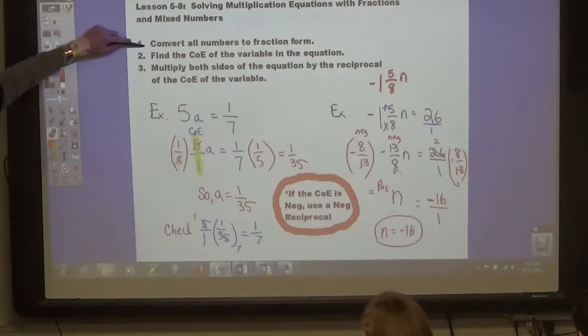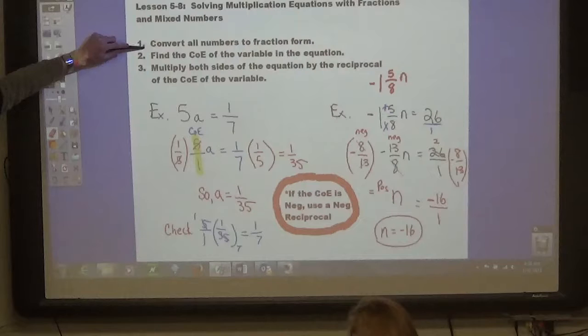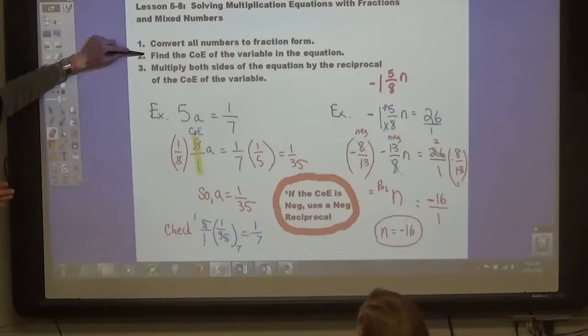First thing you need to do with fractions and equations is to convert all numbers to fraction form. So just like before, if you have a mixed number, you convert it to a top-heavy fraction. Remember how to do that? Then you have to find the coefficient of the variable. The coefficient is the number next to the variable.